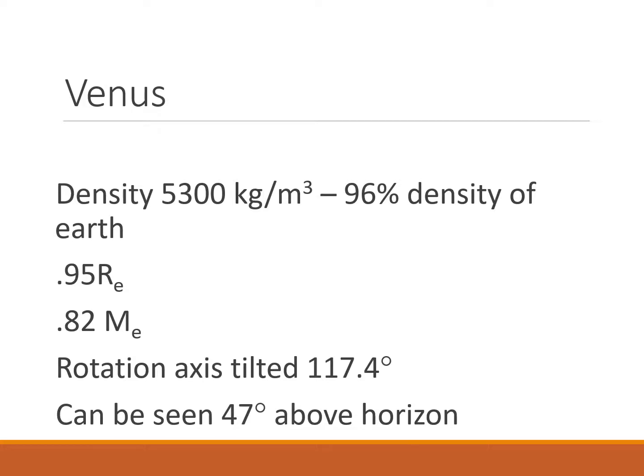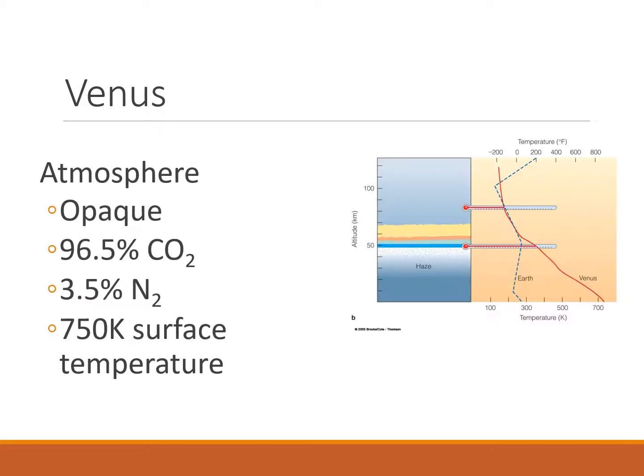You can see Venus in the early morning before the sun rises or right after sunset. It can reach as high as 47 degrees above the horizon. So if you see a very, very bright object in the sky just after sunset where the sun has set, or just before sunrise where the sun is coming up above the horizon, that very, very bright object is most likely Venus. The atmosphere of Venus is opaque.